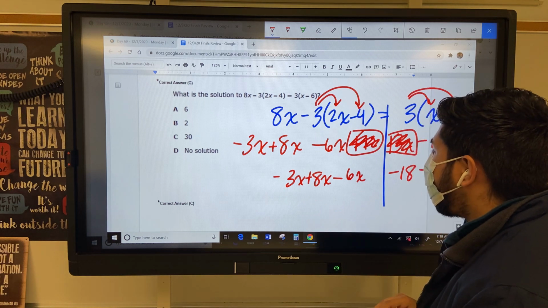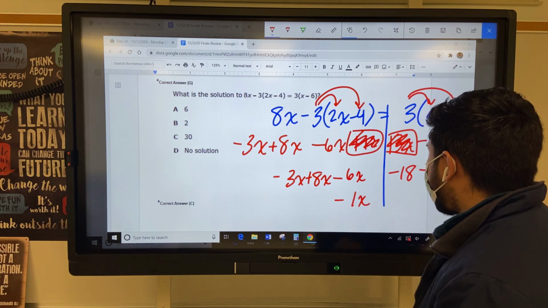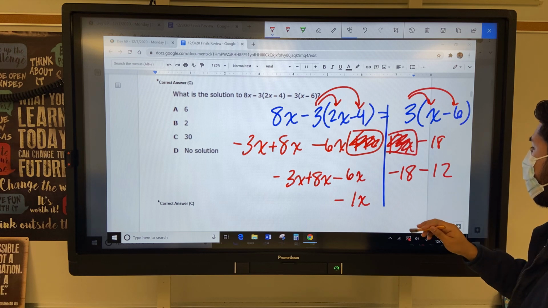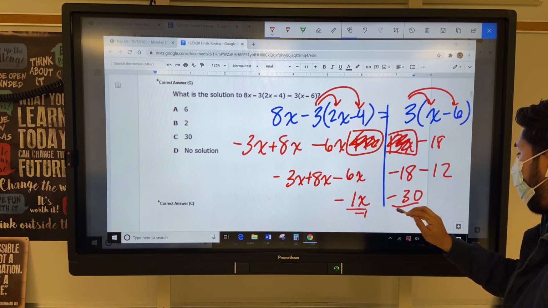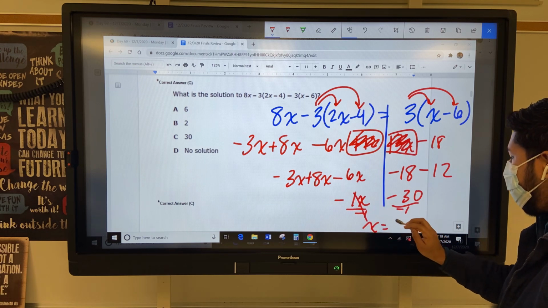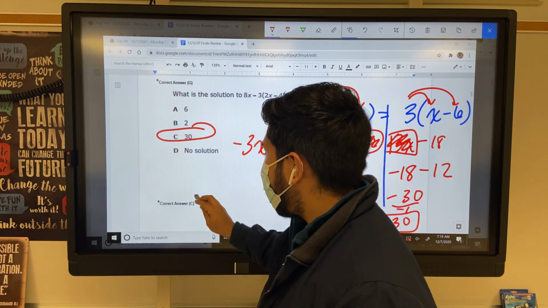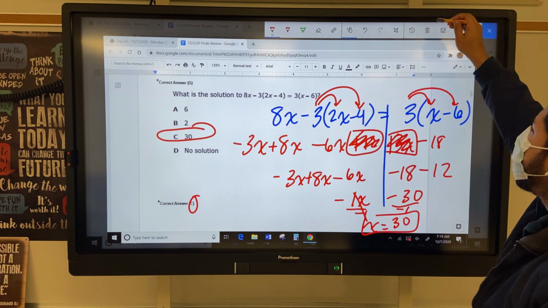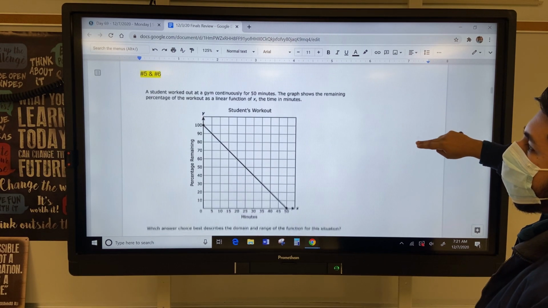Put this in the calculator. Negative 3 plus 8 minus 6 gives me negative 1x. Negative 18 minus 12, negative 30. Divide by negative 1, divide by negative 1. X equals positive 30. Boom. Easy peasy. Not easy peasy, right? Because I know it's just a review, but it's something better than nothing.